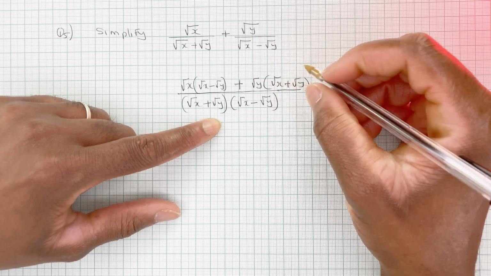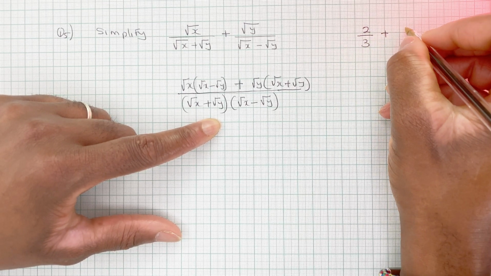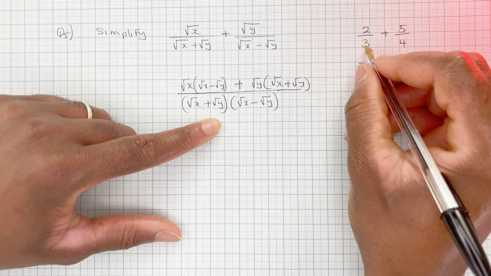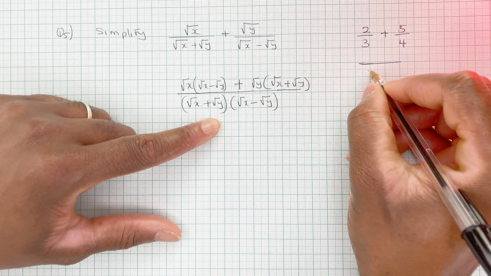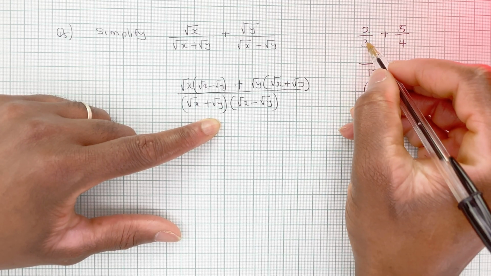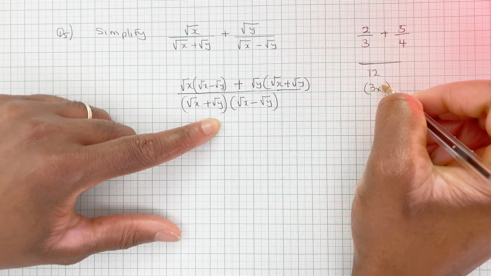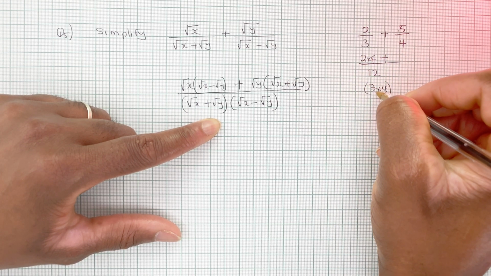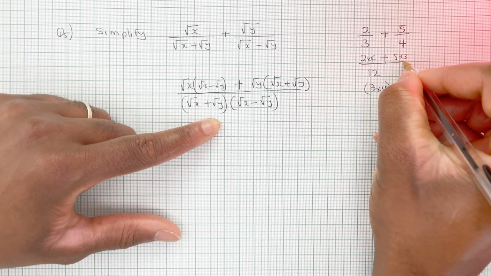If you're confused about what I've just done, if I have 2 over 3 plus 5 over 4, what I'll do is 3 times 4, which is 12. Remember that 12 is 3 times 4. Now, for the first fraction, the 3 doesn't have 4, so I have to multiply by 4: 2 times 4. Plus, the 5 doesn't have 3, but it has 4, so I do 5 times 3. So that's what I've done here.